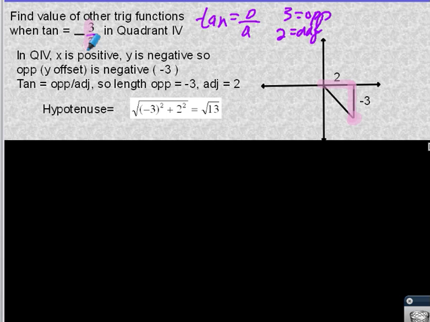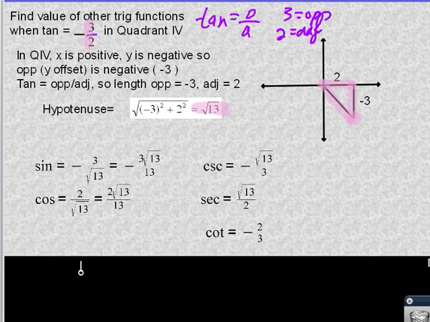Of course, remember, hypotenuse is always positive. We do need to find the hypotenuse, so we're going to use Pythagorean theorem. And we're going to get the square root of negative 3 squared plus 2 squared, which gives us a hypotenuse of square root of 13. And you will leave it as a radical, because that's going to be the exact value. It's not an approximation. And now we're going to find all our ratios.